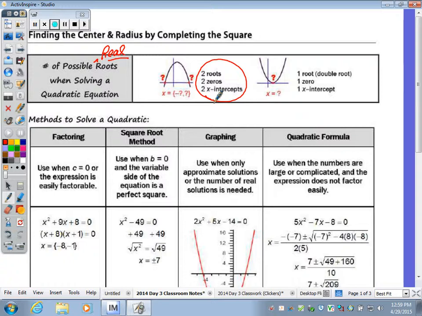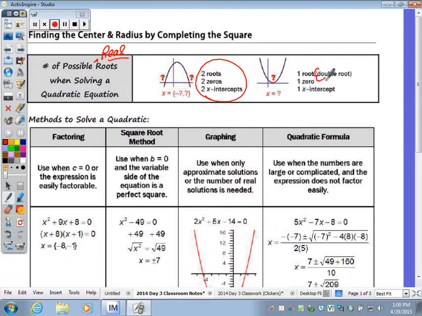Next year in Algebra 2 Trig, you will learn about imaginary solutions or imaginary roots. But right now at this point, you've only learned about real solutions. So you can have the parabola cross twice, as you see in the first example, or the parabola touch once.